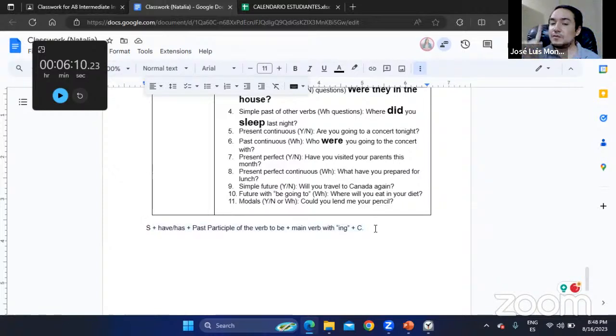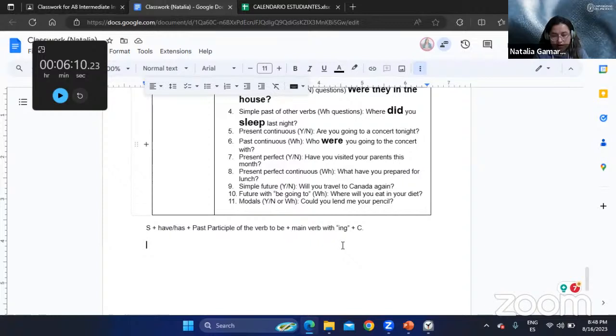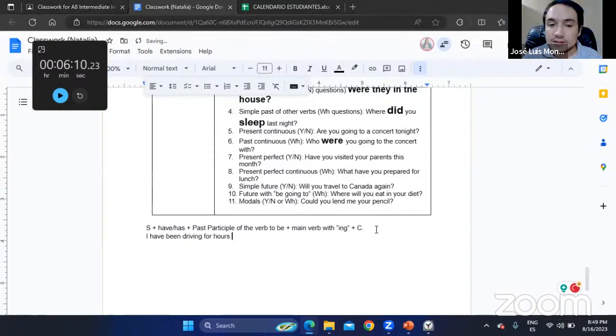So first, let's try to give one example in the affirmative form, please, Natalia. Using this formula, what example can you give me in the present perfect continuous? One affirmative sentence, not a question. I have been driving for hours. Very good. It's perfect. It's a great sentence. Also, the expression that you're using is perfect. I have been driving for hours.